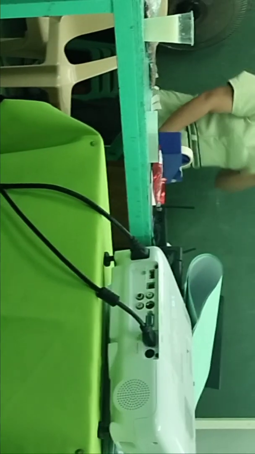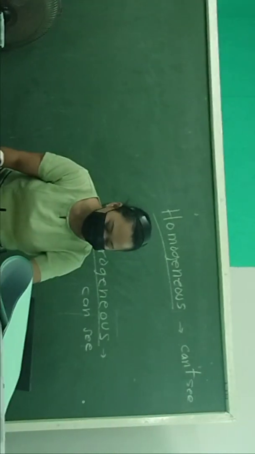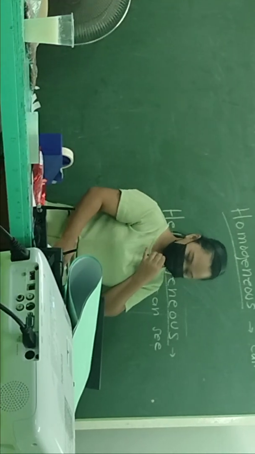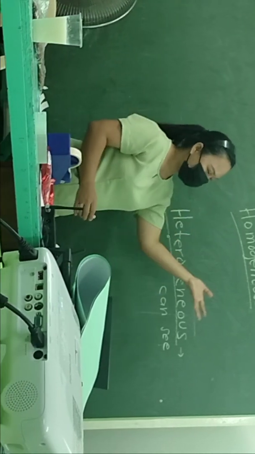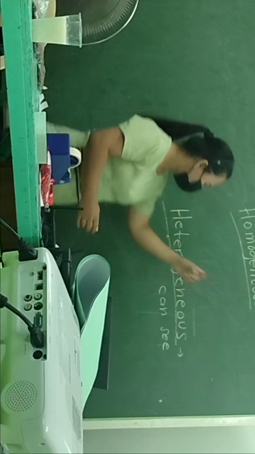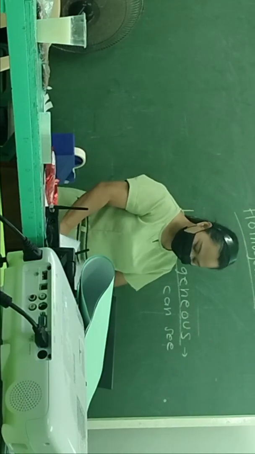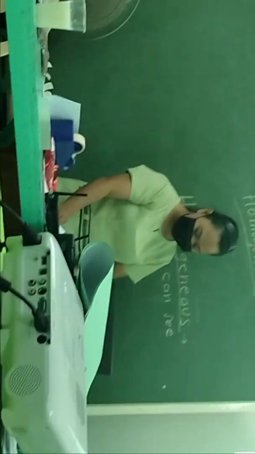Very good. Let us clap our hands for Ayan, everyone. Very good. So now, halo-halo is an example of heterogeneous mixtures. Now, let's have a drill again about homogeneous and heterogeneous.